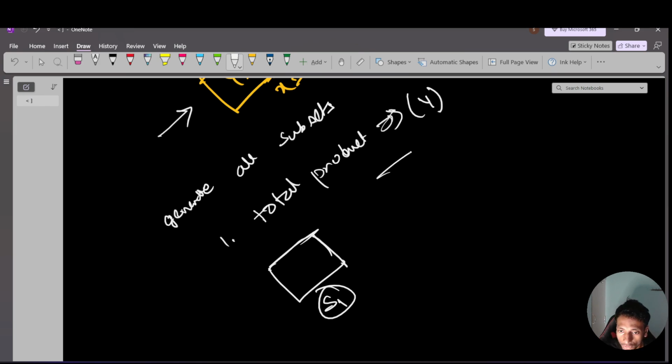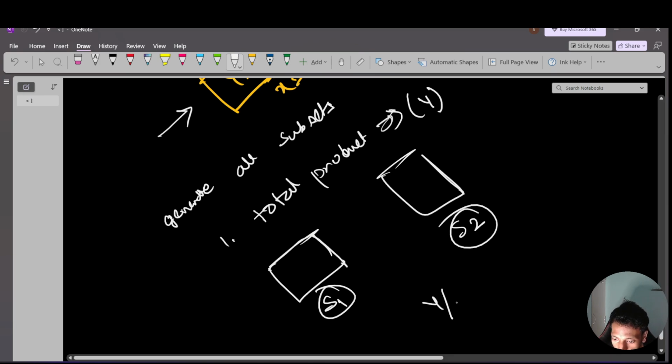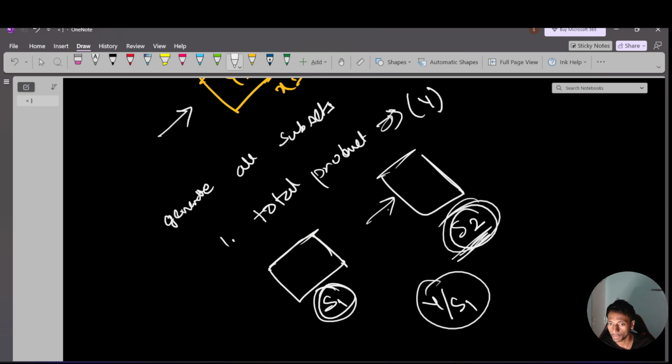Next, ultimately what will be the product of S2? That will be y by S1. Clear? What is the product of S1 in subset 1? If I divide y by S1, I will get the product of subset 2. The remaining numbers will be present in subset 2. So one number will be present in subset 1 or subset 2. If it is not present in subset 1, then it will be present in subset 2, either subset 1 or subset 2, correct?